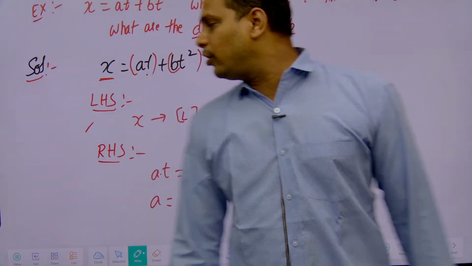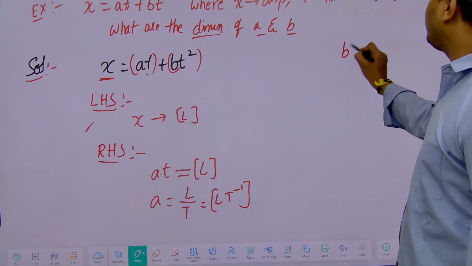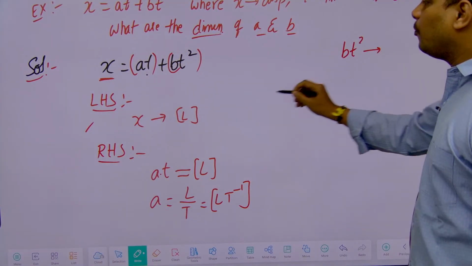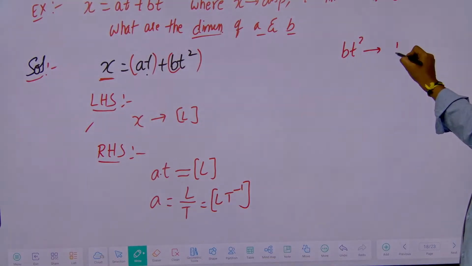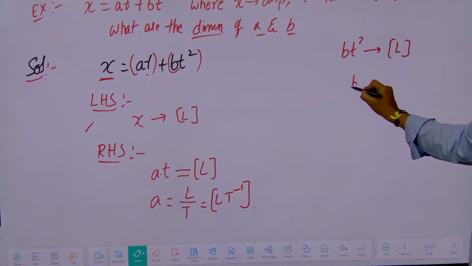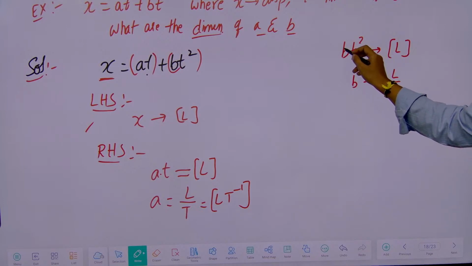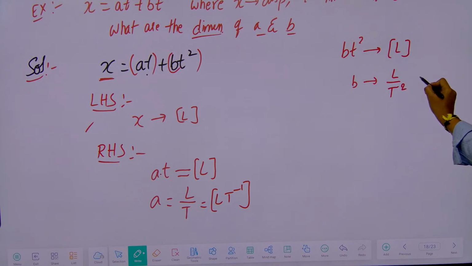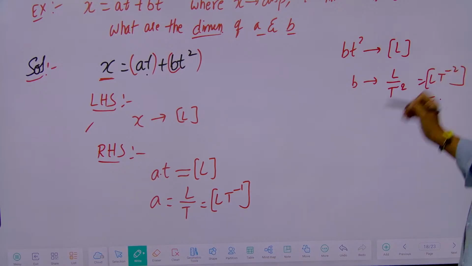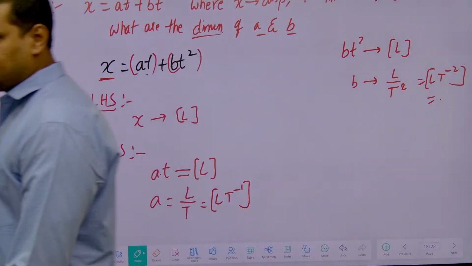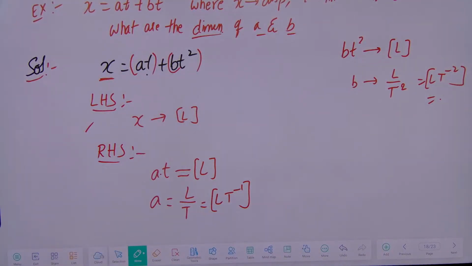Now in the right hand side there is a second term. What is the second term in the right hand side? BT square. Now BT square dimensional formula is also L. Am I right? Then B dimensional formula is L by T square, since time is T. That can be taken as LT power of -2. This is the dimensional formula for B. Okay? So this is the answer. Just copy this solution. If you had already done this, I'll give you one more example.